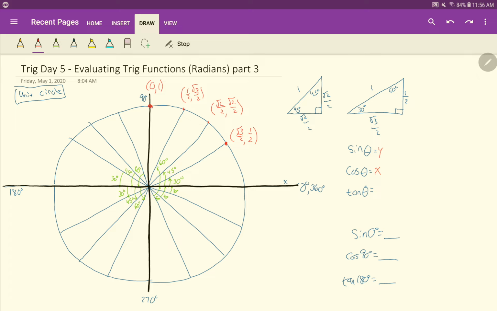Okay, so cosine of 90 degrees is going to be this x-coordinate, which is just 0. And so cosine of 90 degrees would be 0. Sine of 90 degrees would be the y-coordinate at that point, which is just 1. And that's true. If you type it in your calculator, in degree mode, you'll get that answer. Okay, what about sine of 0 degrees?